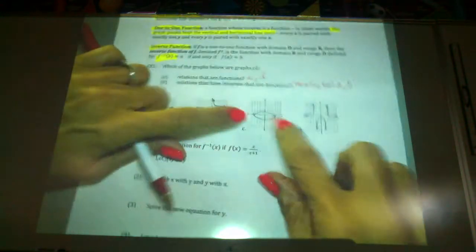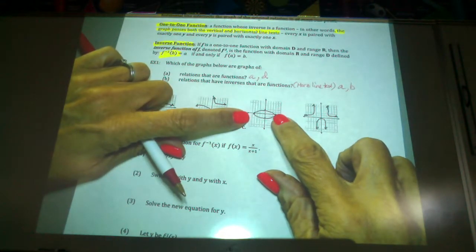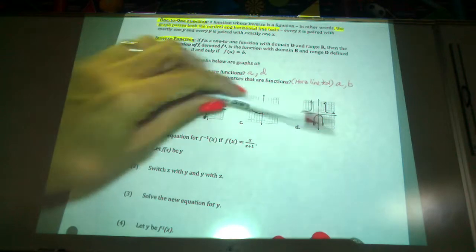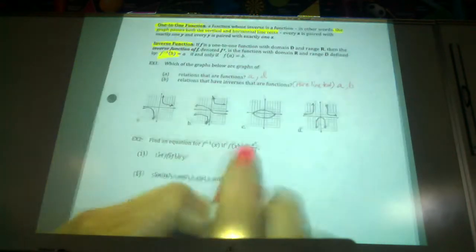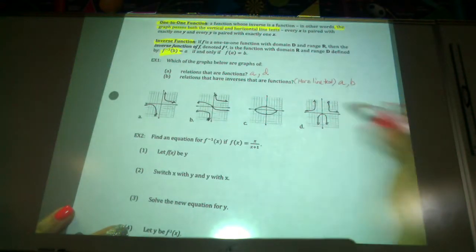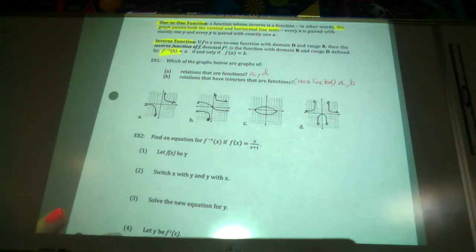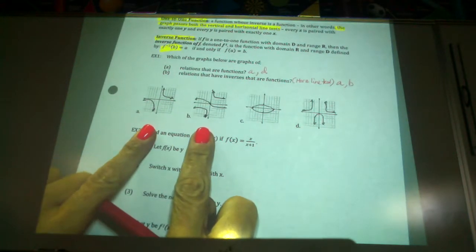Right there, you can just see those endpoints. Aren't they horizontal to each other? Doesn't work. What about D? Yeah, right up here at the top. It doesn't pass through here, right? So only A and B are the only relations whose inverses are functions.